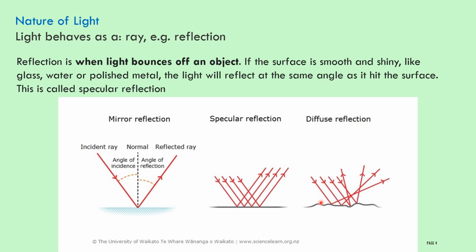But in the case of diffuse reflection, you can see the surface is not smooth and not shiny. Here the surface is curved, not a regular surface. Whatever light rays fall on this surface also get reflected, but they do not follow any proper pattern. Here the angle of incidence is not equal to the angle of reflection. The reflected rays get diverged and deviated. This type of reflection we call diffuse reflection.